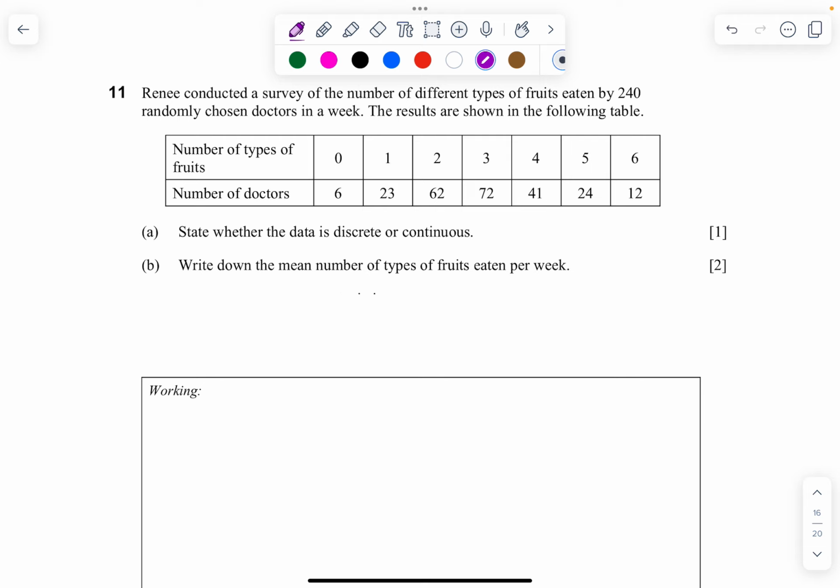Now, Rene conducted a survey of a number of different types of fruit. State whether the data is discrete or continuous. It is discrete because there is no 1.1 fruit, 1.2 fruits, and so on. Therefore, it is discrete. Calculate the mean.